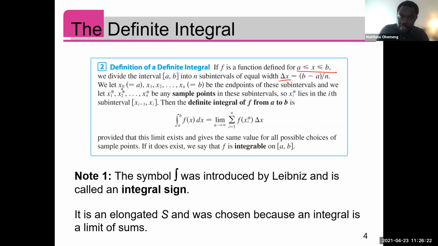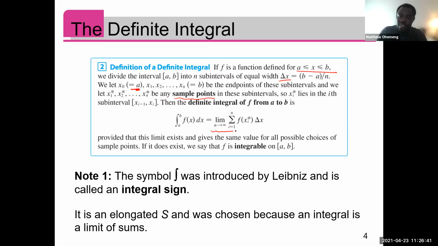Our x sub 0 is equal to a, which is the first point, the lower bound. And then our x sub n is the upper bound. So they are the endpoints. And then let x sub i be the sample points. Then we define this limit of sums to be called a definite integral.